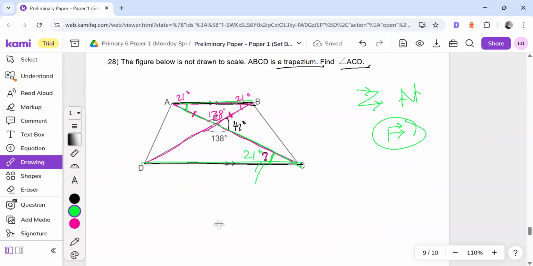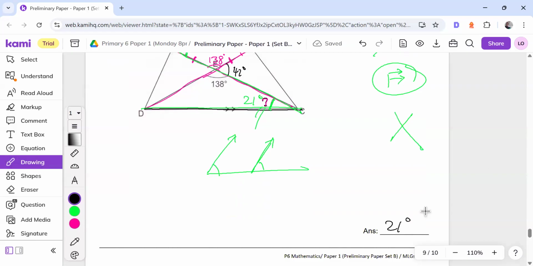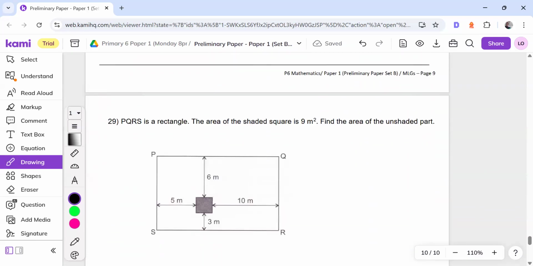Okay, the F is very interesting. If you can see an F, what happened? Wow, you can get the answer very fast already. This F can be lying down, so the angles are the same also. Okay, so you have Z, N, F, and of course your X. Okay, let's go on to the next one. So the answer is 21 degrees. Question 29.